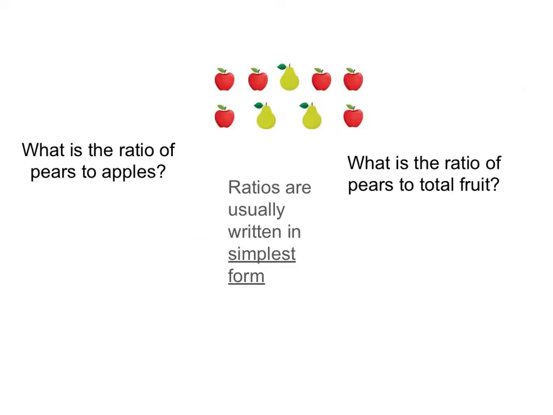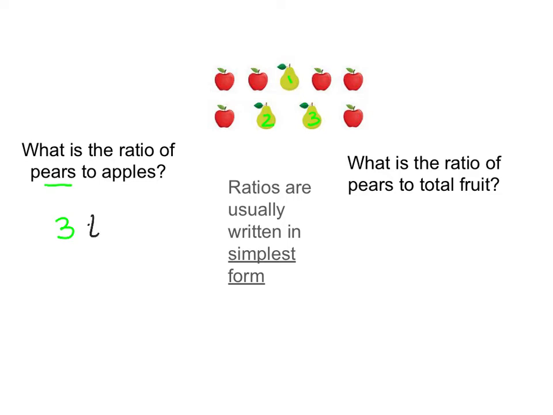Here's our first problem. We need to find what is the ratio of pears to apples. Now it's important that we always look at the question, and it tells us what comes first and then what's the second one. Okay, so it's pears to apples. So I'm going to go ahead and count how many pears. So I have 1, 2, 3 pears. For my pears, I have 3.